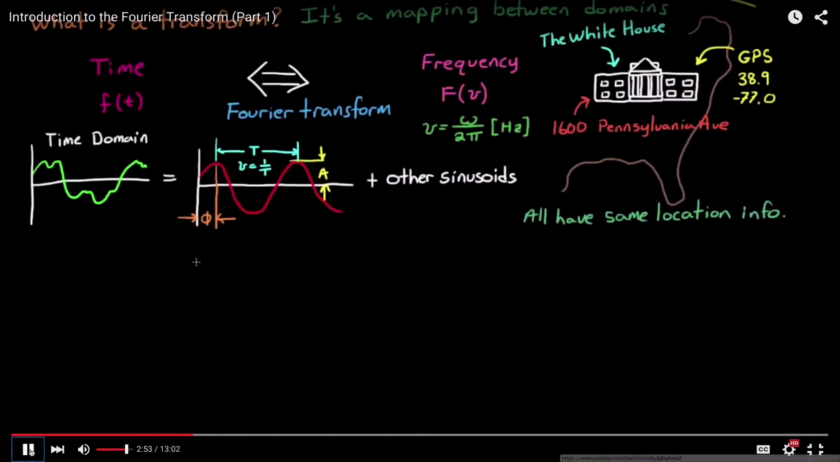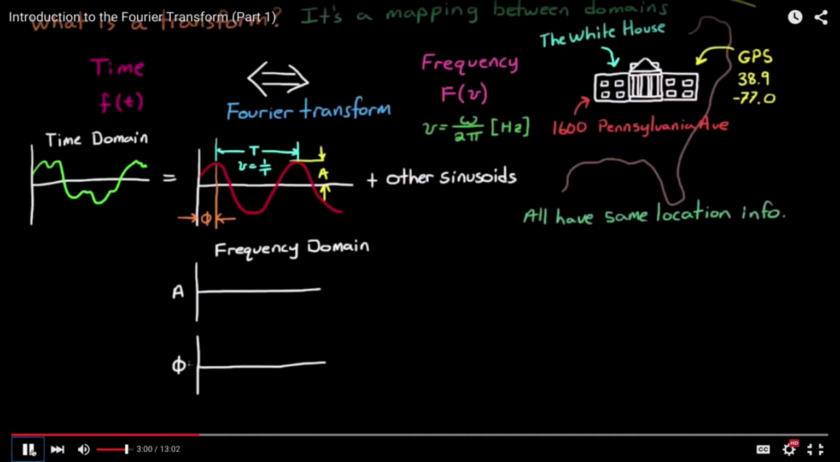At that point, we can plot the amplitude and phase at every frequency, or across the entire spectrum, and call it the frequency domain representation of the signal. And this information is exceedingly useful in control systems and digital signal processing.